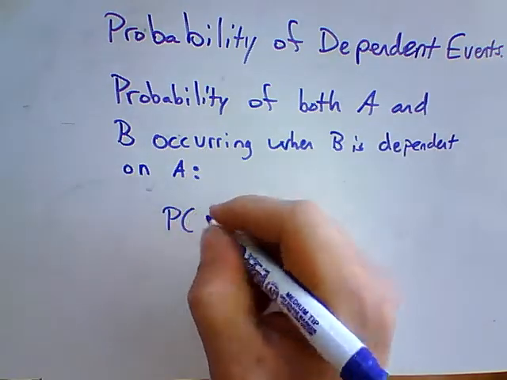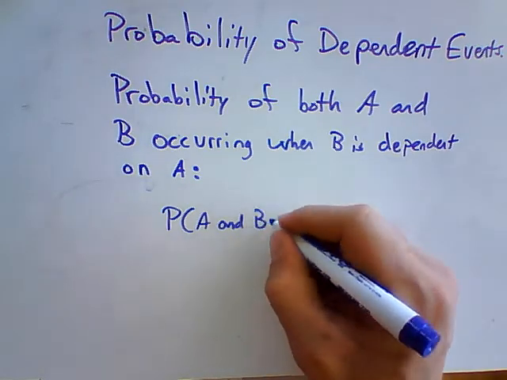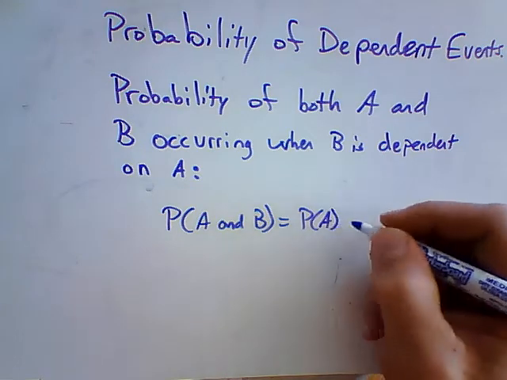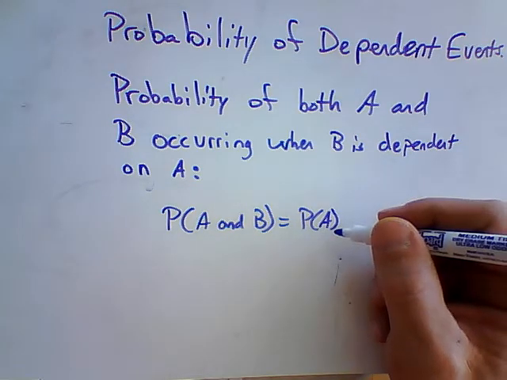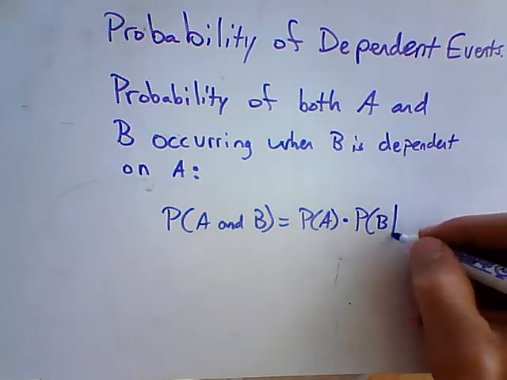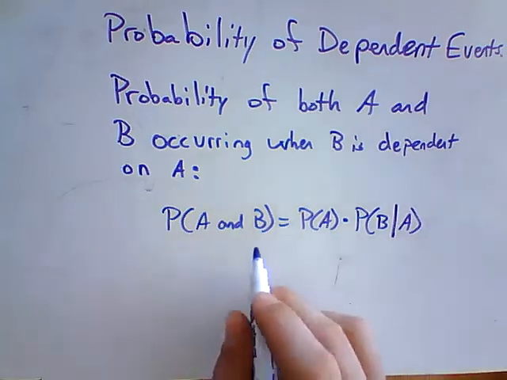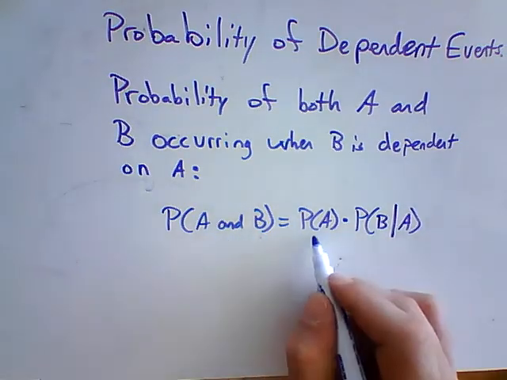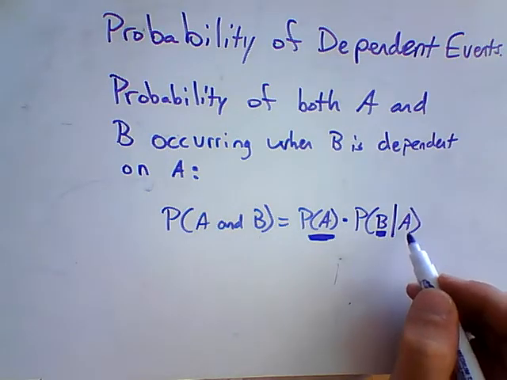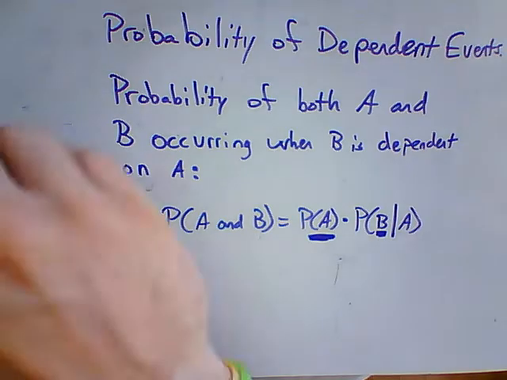So the probability of A and B happening is the probability of A, right? It's the chance of A happening times the probability of B after, or given that A has happened. So you pick one of them to happen first. Probability of this one happening times the probability of this one happening after that one has happened. All right? Let me show you how some of that works.